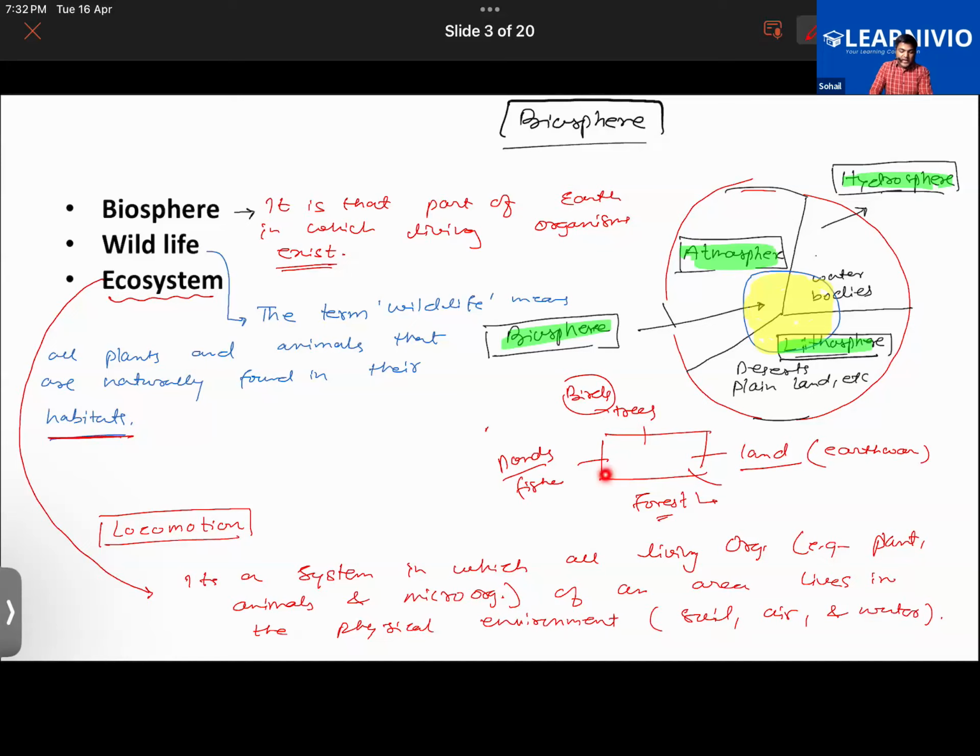So what you find is a system in which different kinds of living organisms are found. Plants are there, animals are there, microorganisms are also there. In the land, in the water, in the air, in all of them, you'll be finding microorganisms also. So this is a huge system in which different kinds of living organisms live in different types of physical environment. Are you guys able to understand this?